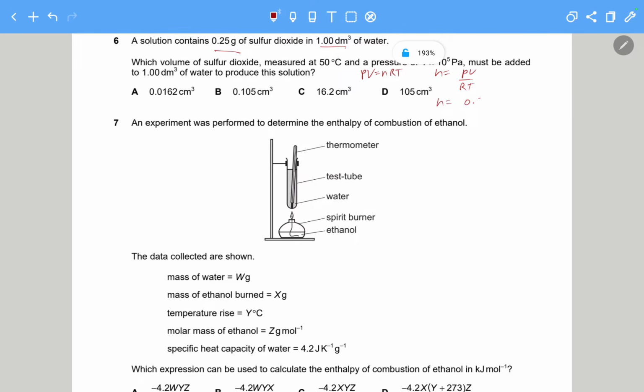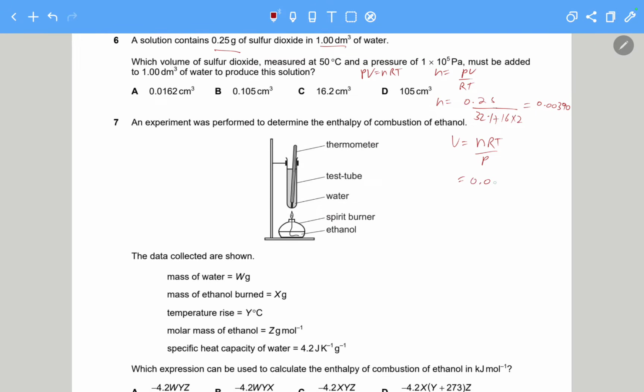So n is equal to 0.25 over 32.1, which is the mass of sulfur, plus 16 into 2, which is twice the mass of oxygen atoms. And this is equal to 0.00390 moles. So this is the number of moles of sulfur dioxide. Now we have to calculate V. So we make V the subject. We know nRT over P is equal to V, because we know PV is equal to nRT, and we have n, we have R, we have T, and we have P as well.